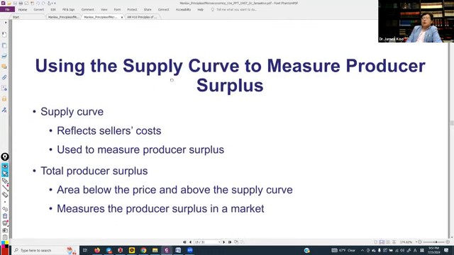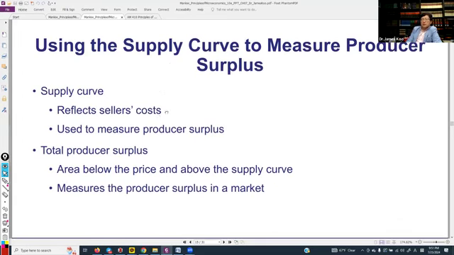Using the supply curve to measure producer surplus. The supply curve reflects the sellers' costs, and it is used to measure producer surplus. Total producer surplus is the area below the price and above the supply curve. It measures producer surplus in the market.